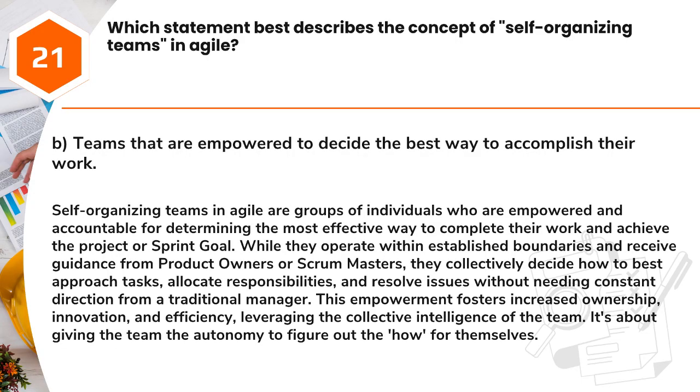Answer: B. Teams that are empowered to decide the best way to accomplish their work. Self-organizing teams in Agile are groups of individuals who are empowered and accountable for determining the most effective way to complete their work and achieve the project or sprint goal. While they operate within established boundaries and receive guidance from product owners or Scrum masters, they collectively decide how to best approach tasks, allocate responsibilities, and resolve issues without needing constant direction from a traditional manager. This empowerment fosters increased ownership, innovation, and efficiency, leveraging the collective intelligence of the team. It's about giving the team the autonomy to figure out the how for themselves.